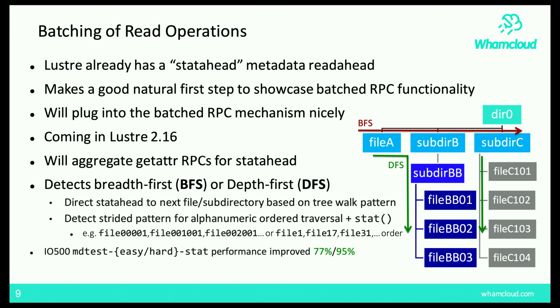Most of it has already landed. Basically, the existing approach of sending a whole bunch of stat RPCs is getting replaced with sending a single RPC asking for all those other files. It adds detection of how your iteration is going. Like, are you diving into the directories first, or are you processing the directory first and then diving into the directories, which is breadth first and depth first.